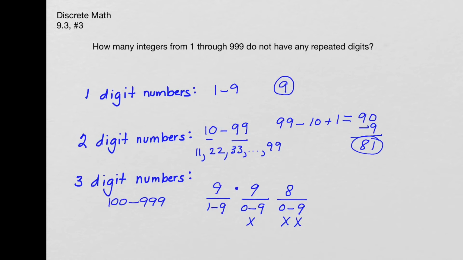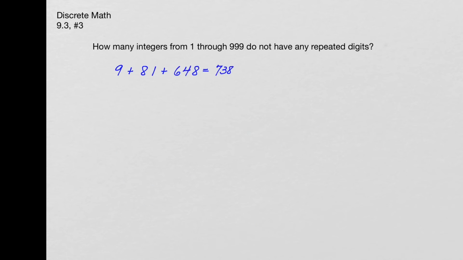And I multiply using the multiplication rule. So 9 times 9 times 8 gives me 648. And so that's how many three-digit numbers there are. So now I'm going to take the results of those, 9, 81, and 648, and add those together. And I get 738. So that's my answer for this part.